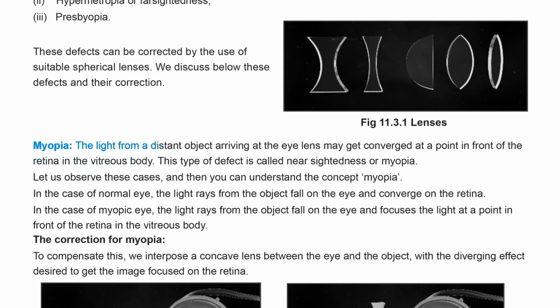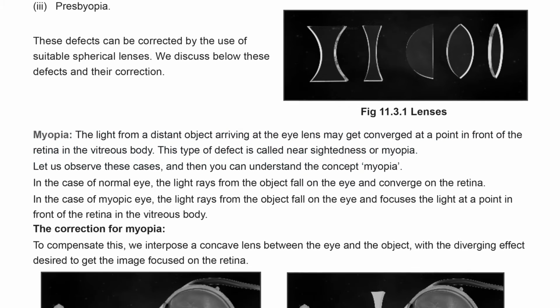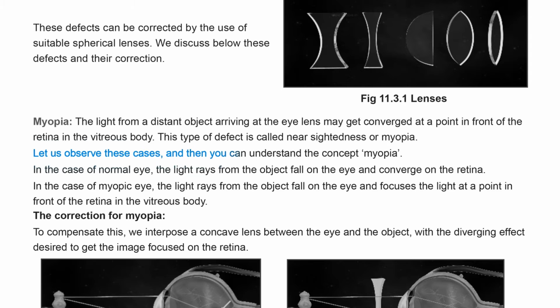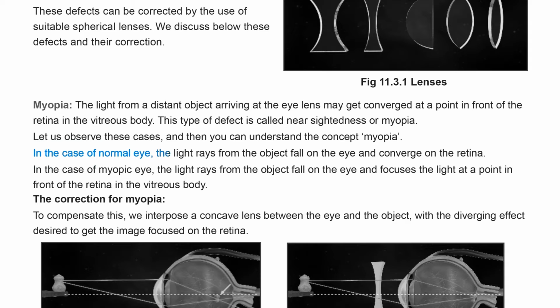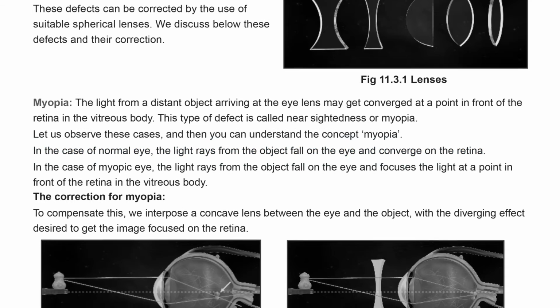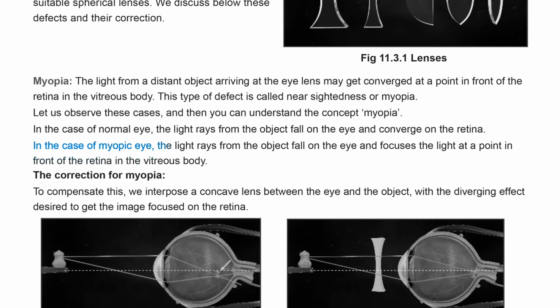Myopia. The light from a distant object arriving at the eye lens may get converged at a point in front of the retina in the vitreous body. This type of defect is called nearsightedness or myopia. Let us observe these cases and then you can understand the concept of myopia. In the case of a normal eye, the light rays from the object fall on the eye and converge on the retina. In the case of a myopic eye, the light rays from the object fall on the eye and focus the light at a point in front of the retina in the vitreous body.